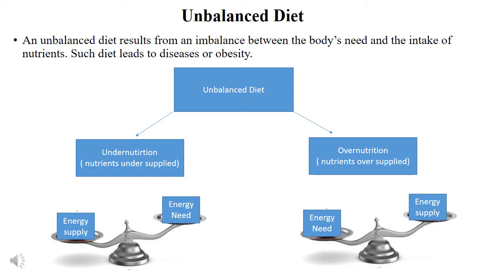So when the nutrients are undersupplied, this is undernutrition. The energy supply is less than the energy need. We are not providing our body with enough energy. However, in case of overnutrition, where the nutrients are oversupplied, the energy supply is much greater than the energy need. Here, it results from overeating. We are supplying our body with more energy, with more food. In today's video, we are going to talk only about undernutrition and the diseases that result from this type of malnutrition.